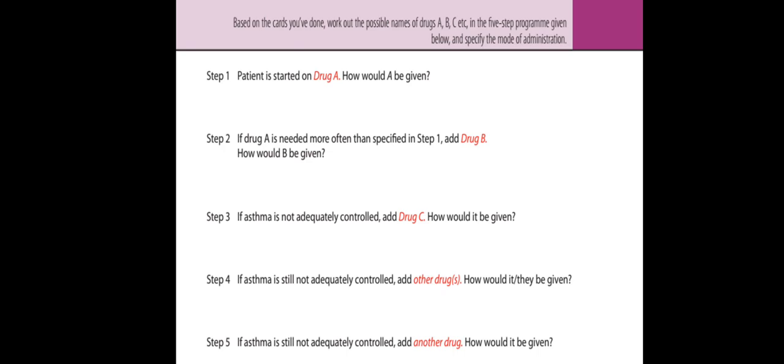So how can you know the answers to these questions? It's if you have studied the drugs, because when this patient is presenting, you're supposed to know this is the drug I'm supposed to start with, and if this doesn't work, I can shift to that. And why? Because you know the action and also the mechanism of action. Step 3: if asthma is not adequately controlled, add drug C. How would it be given?